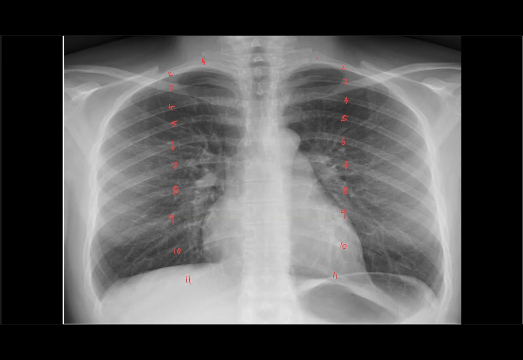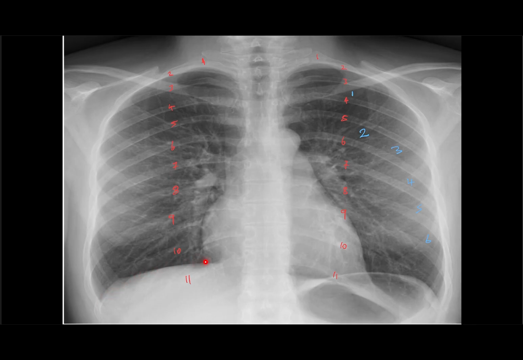This is the first rib, anterior part of the first rib. The second one, you go this way. This is the anterior part of the second rib. This is the anterior part of the third rib. This is the anterior part of the fourth rib. This is the anterior part of the fifth rib. This is the anterior part of the sixth rib, and so on. So that is how you count the ribs.